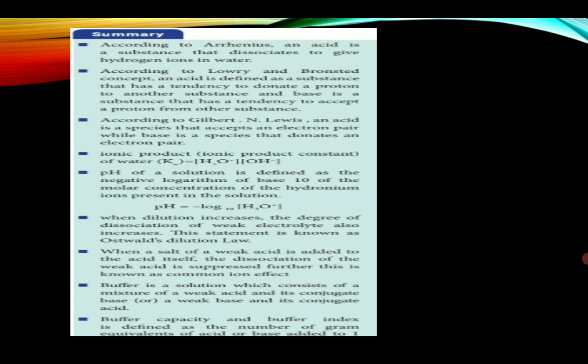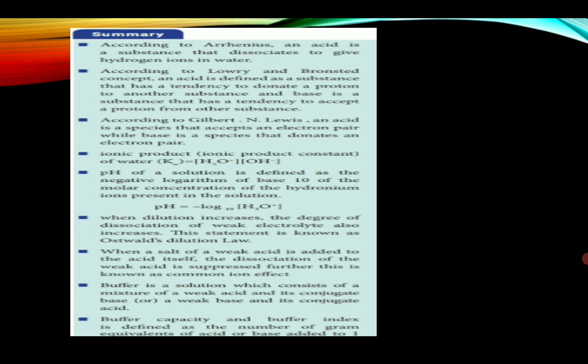According to Arrhenius, an acid is a substance that dissociates to give hydrogen ion. According to Lowry and Bronsted, an acid is defined as a substance that has a tendency to donate a proton, and therefore the base is a substance which accepts a proton. According to Gilbert N. Lewis, an acid is an electron pair acceptor and a base is an electron pair donor. And then finally the ionic product Kw is equal to the concentration of H3O+ into OH-.